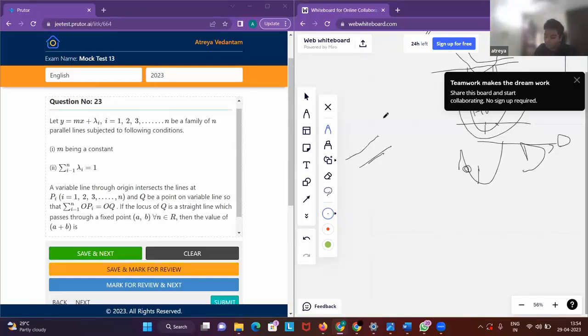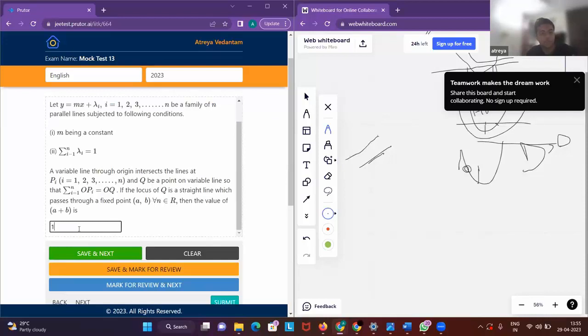We want to eliminate n because n is a variable, right? So n is equal to m plus 1 by x. So 1 minus m by m plus 1 by x is equal to 1 by y. So m plus 1 by x minus m is equal to 1 by y into m plus 1 by x. Okay, which means y by x is equal to m plus 1 by x, which means y is equal to mx plus 1, which means it always passes through the point (0, 1). So answer is 1. Okay.